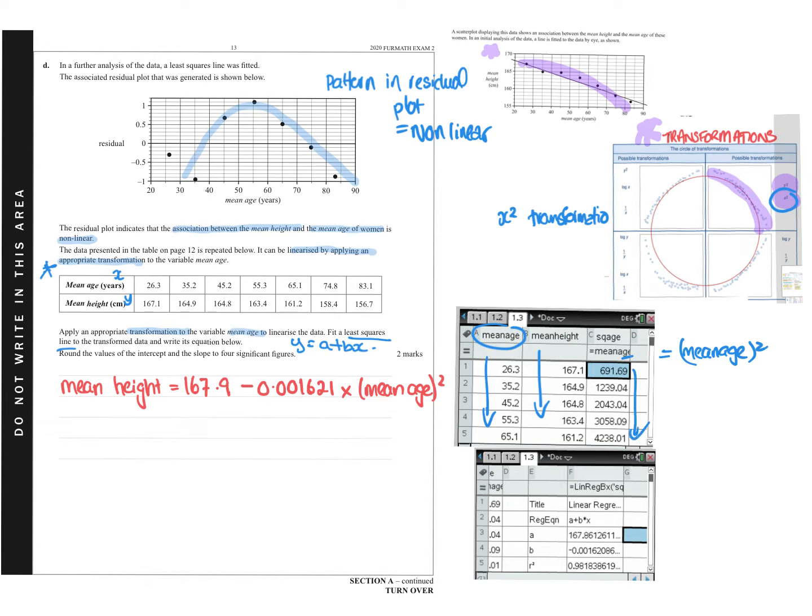And then what you do is you go get your lin reg again. So just remember when you're typing in your X list, it'll have to be the square age because you've got to use your new transformed list, and your Y list will still be mean height. You only ever change one. And then we can see we get the A and the B value, and we just need to make sure we're doing it to 4 significant figures. So you don't start counting till you have non-zeros. So you can see 1, 2, 3, 4, and this one 1, 2, 3, 4.